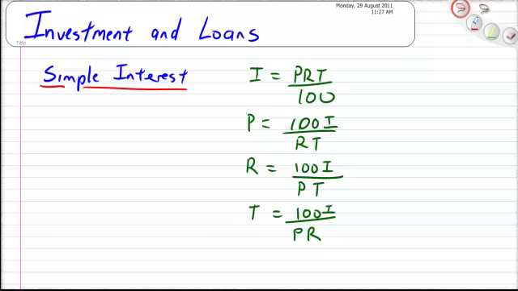Okay, this is a quick introduction to investments and loans, which is another topic that we're doing. In this one, we are looking at investing money and borrowing money and how that all works.